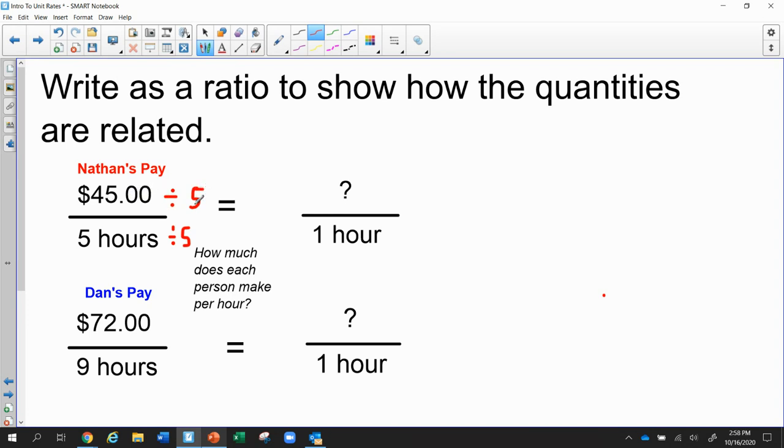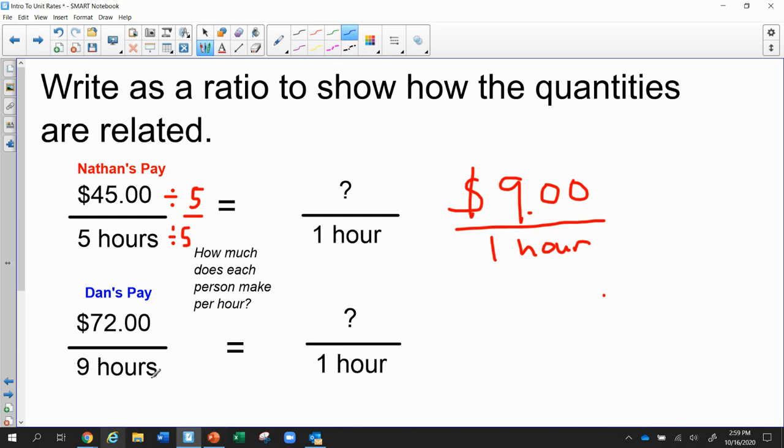So 45 divided by 5, and 45 divided by 5 is 9. So Nathan makes $9 per 1 hour, or $9 per hour.